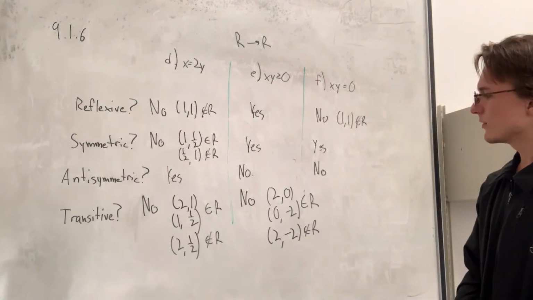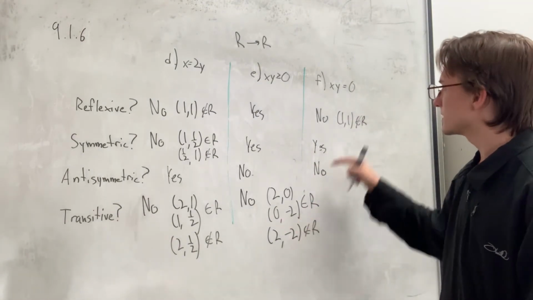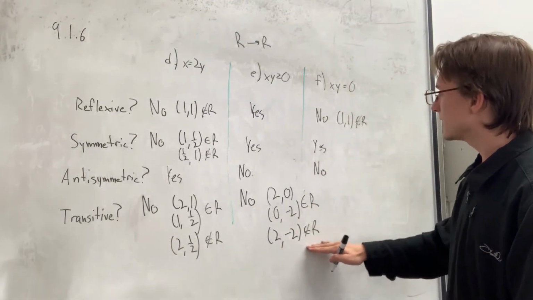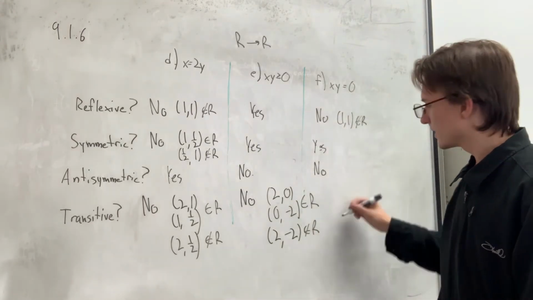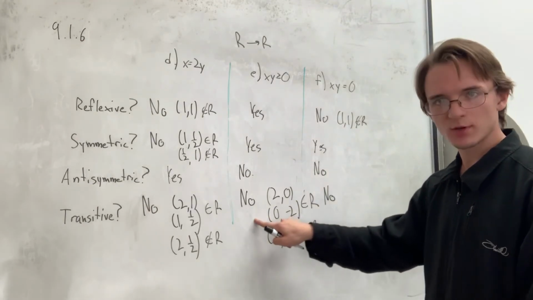Is it transitive? No, actually, you can even plug in these same values here. 2 times 0 is 0. 0 times -2 is 0. But 2 times -2 is not 0. So no, it is not transitive by that same counterexample we used for the previous problem.